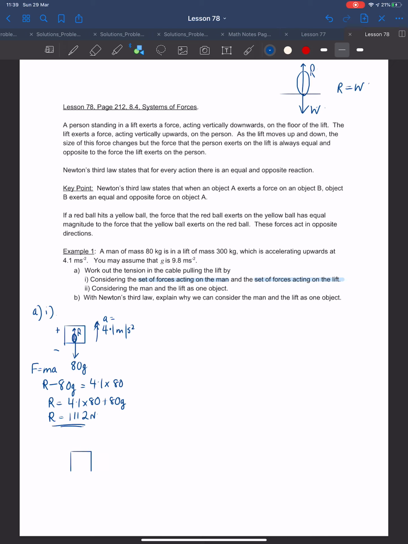Okay, and then part 2. Considering the man and the lift as one object. Now this is the way that I would have done it to start off with, because it's less complicated. So we've got the man and the lift as one object. It's basically 380g downwards, tension upwards. We've got the acceleration of 4.1 meters per second squared.